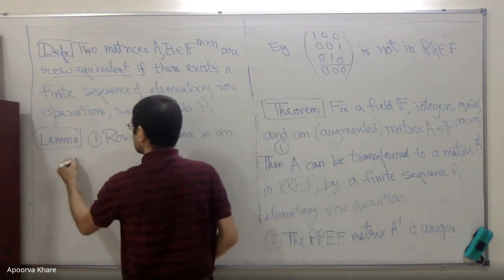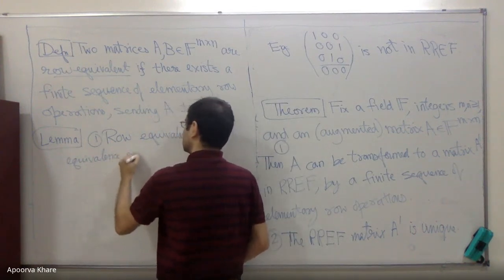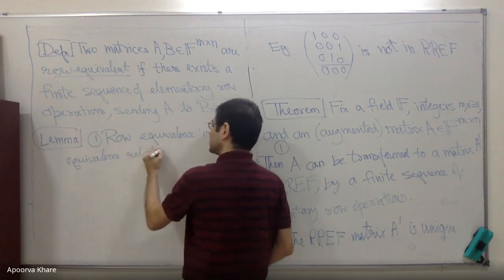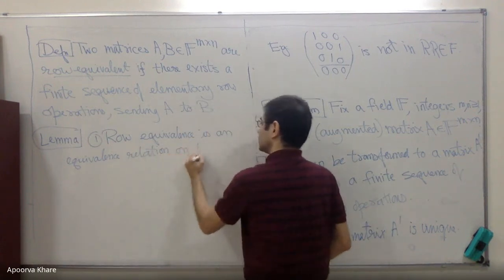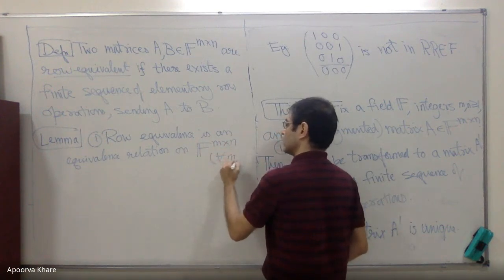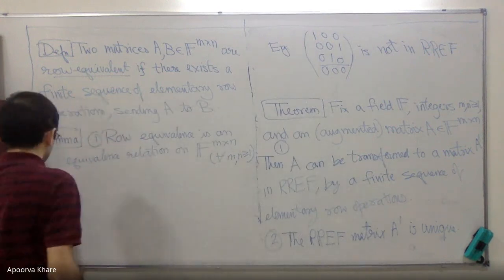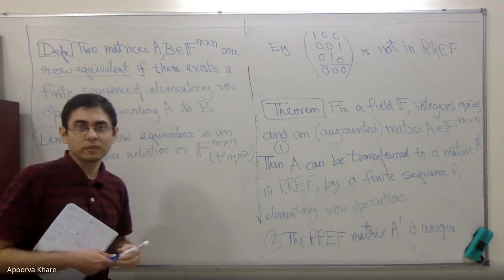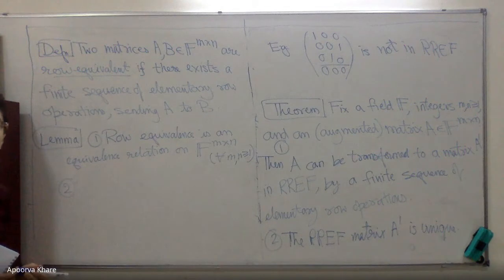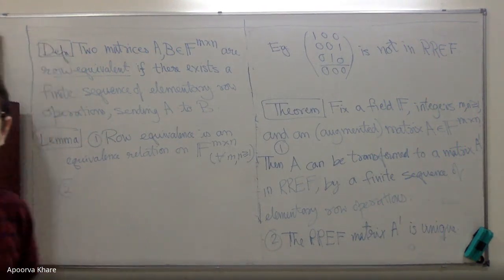Row equivalence is an equivalence relation on the set of matrices of any given size, for all n. And the second is, if A and B are indeed row equivalent, then they have the same set of solutions. Okay. So yeah.